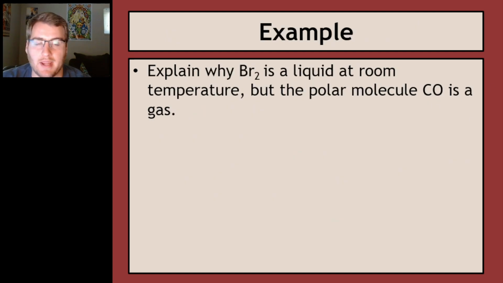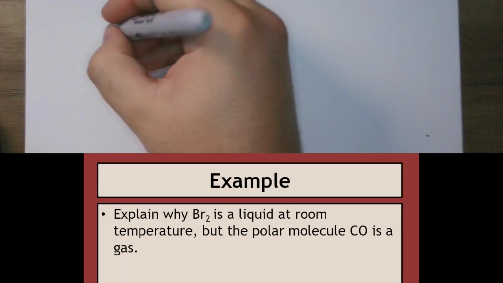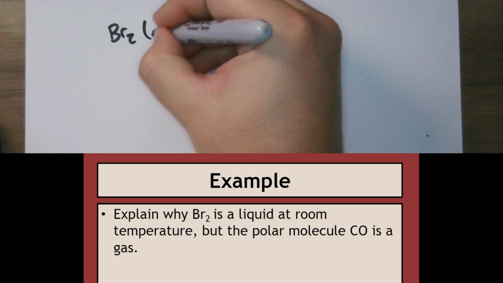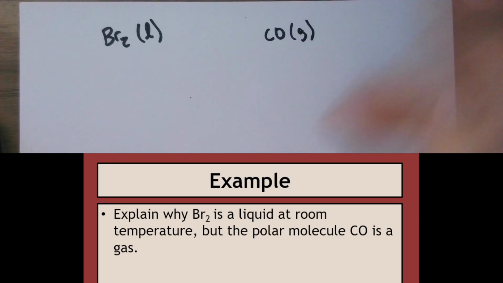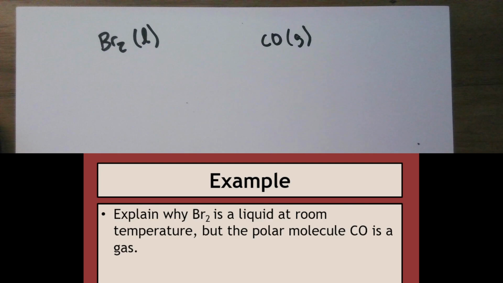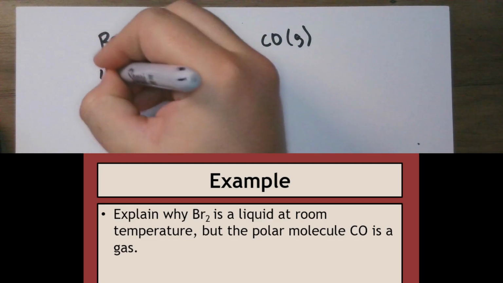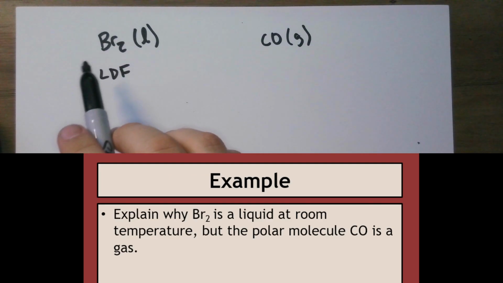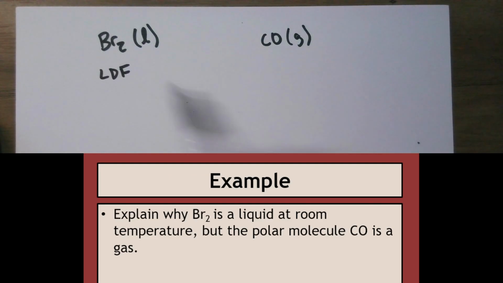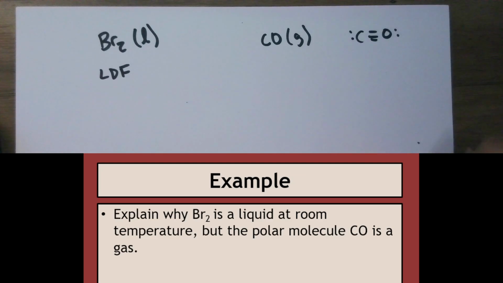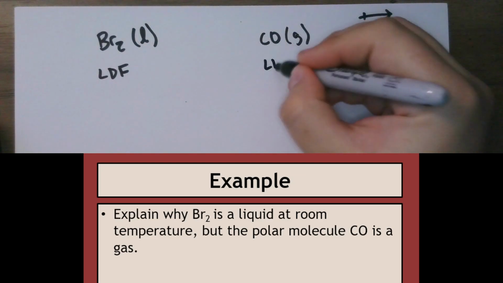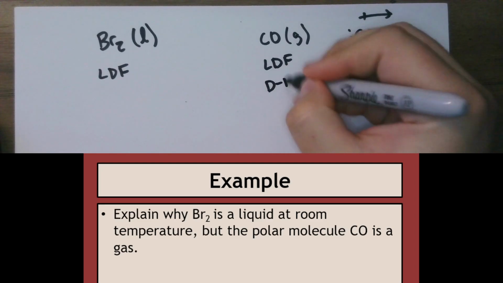Okay, so now we want to explain why Br2 is a liquid at room temperature, but a polar molecule, CO, is a gas. There's a lot here, so let's break this down. We're saying Br2 is a liquid, but CO is polar and it's a gas. If we're thinking about their intermolecular forces, bromine only has London dispersion forces. Br2 is just Br bonded to a Br, so it's not polar, and there's no hydrogen bonding. CO, which we just drew, is carbon monoxide. It's polar, so it has London dispersion forces and dipole-dipole forces.